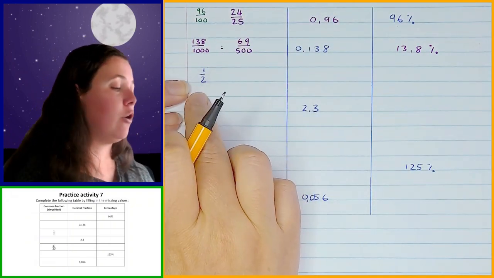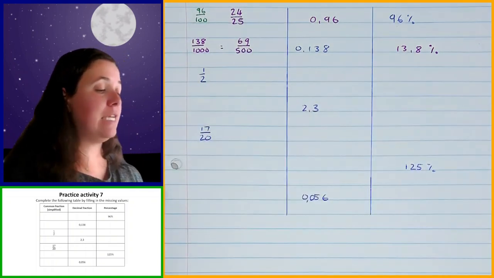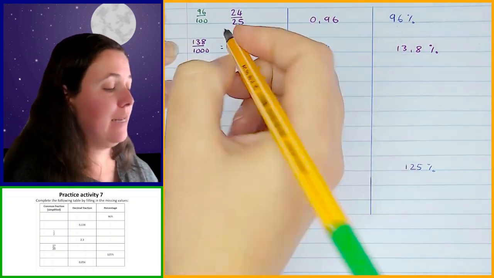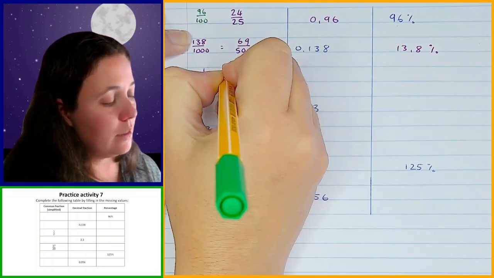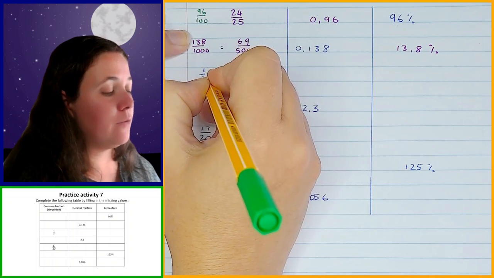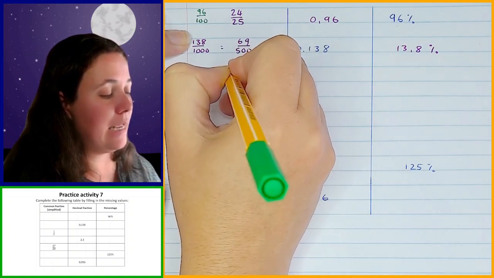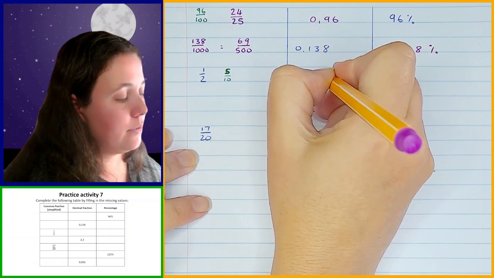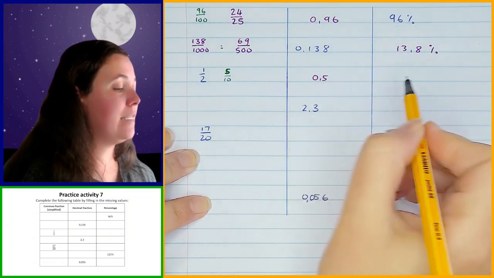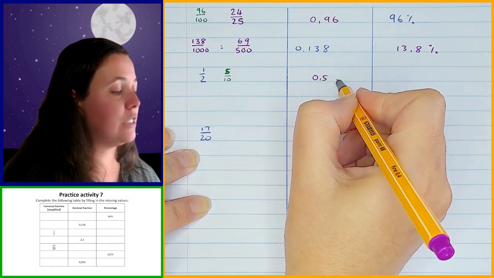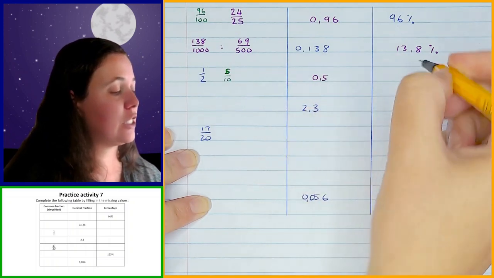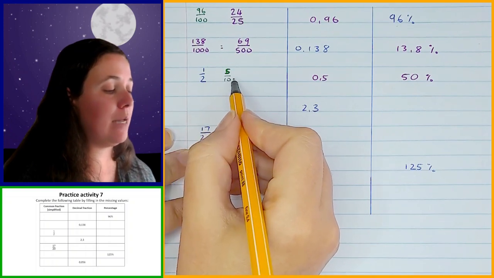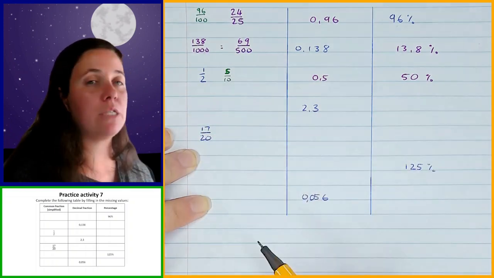Next one, we've got a half. Now a half, I first need to convert that to something over a power of 10. So this is going to be over 10, I multiply by 5, so I multiply the top by 5, that gives me 5 over 10. So this is going to be 0.5 over there. Okay, now when I convert that to a percentage, if I move the decimal point two places this way, I need to fill in that extra zero, so it's going to be 50%, like that. I could also have taken this and multiplied both of those by 10 and got 50 over 100, which is 50%.